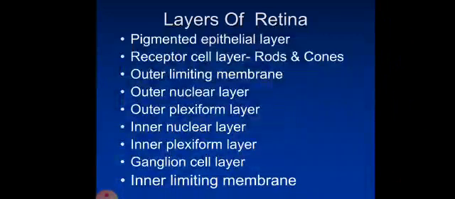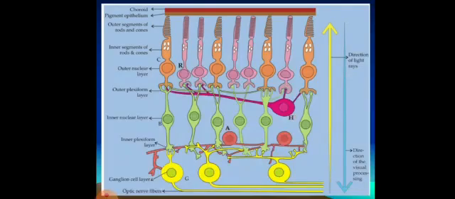I'll take you all to the slide once again. So we just repeat the different layers of the retina: the pigmented epithelial layer, the receptor cell layer, the rods and the cones, the outer limiting membrane, the outer nuclear layer, the outer plexiform layer, the inner nuclear layer, the inner plexiform layer, the ganglion layer, and the inner limiting membrane. So you need to mention these layers with this figure.